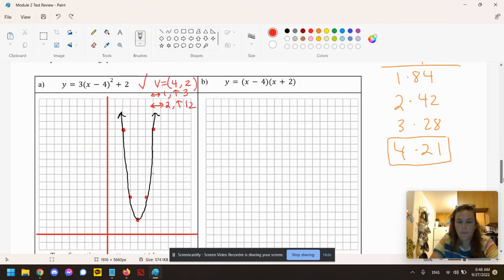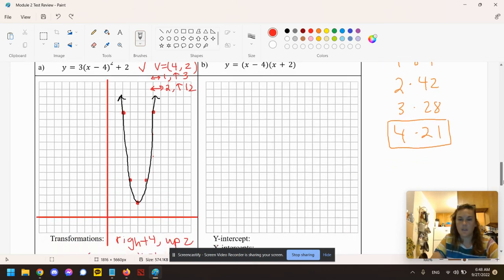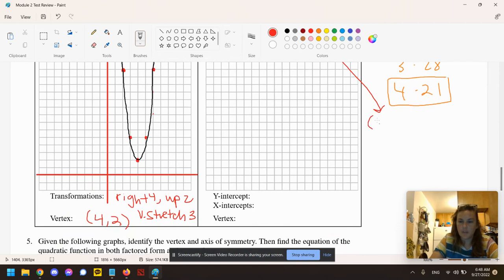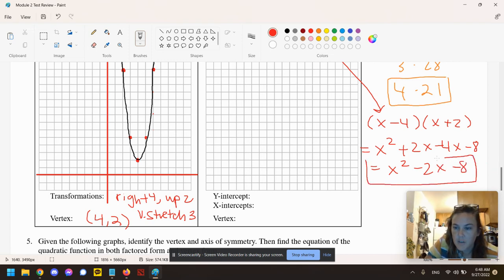Here, when I'm given factored form or standard form and I want to graph it, the very first thing is I'm going to change it into vertex form. So I'm going to complete the square. Over here, I have (x minus 4)(x plus 2). I'm going to multiply that out into x squared plus 2x minus 4x minus 8, which is x squared minus 2x minus 8. This is my standard form. This is my factored form.